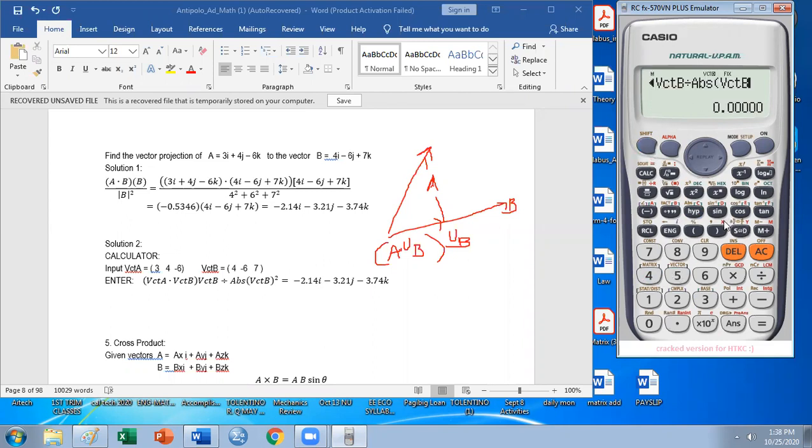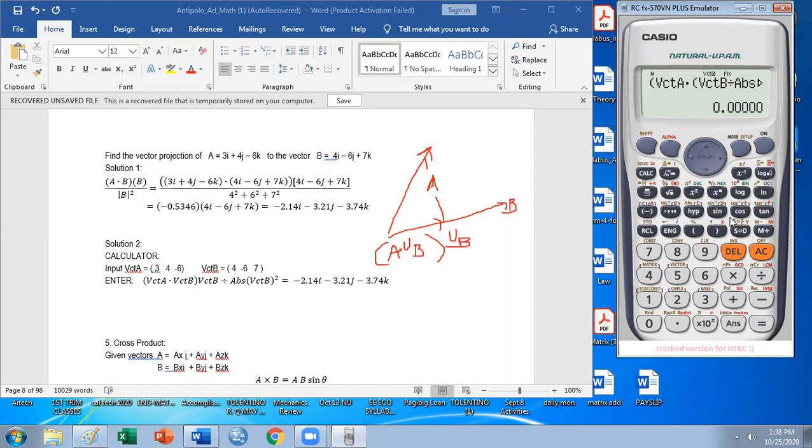This first part is the scalar projection. And then multiply it by the unit vector B, that is shift 5 4 divided by the absolute value of shift 5 4. Okay, again, this is vector A times the unit vector of vector B. Then multiply by the unit vector of vector B.